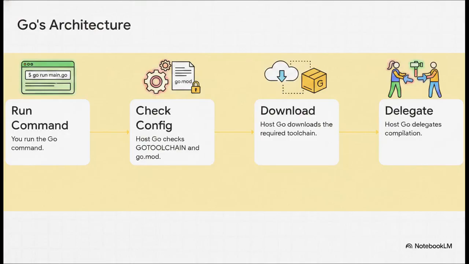Let's actually break down this brilliant handoff step by step so you can see the gears turning under the hood. Step 1, you run a standard Go command in your terminal. Step 2, that host Go binary wakes up, but before it compiles a single line of code, it checks your Go toolchain variable and your project's go.mod file. Step 3, if it realizes you don't have the required toolchain version, it dynamically downloads it for you, treating it just like any other module. And finally, step 4, the host Go steps aside and seamlessly delegates all the compilation and tooling to that newly downloaded active toolchain. It's a beautifully elegant system.